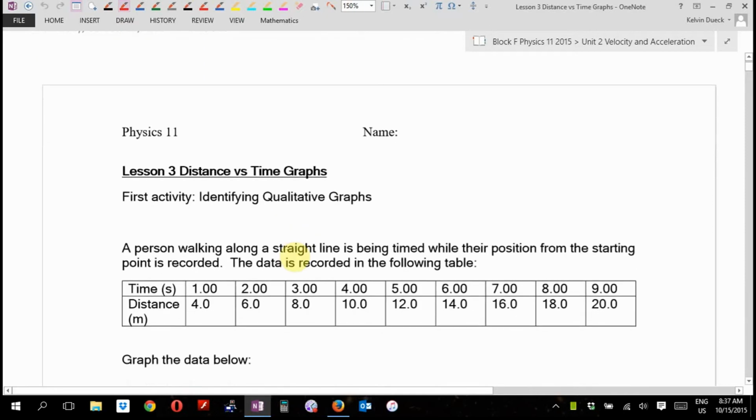It says here, first activity, identifying qualitative graphs. That was the voting thing that we did last class. I fit it in then.